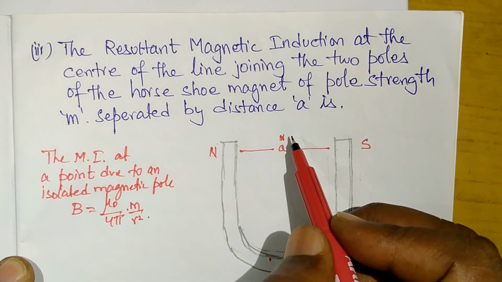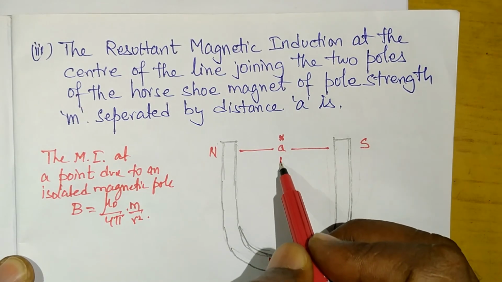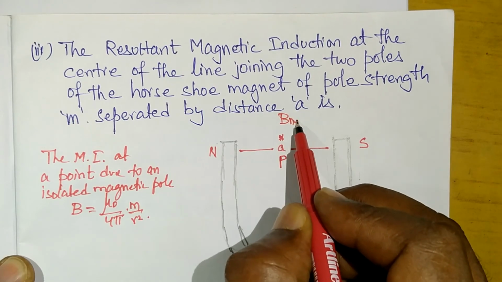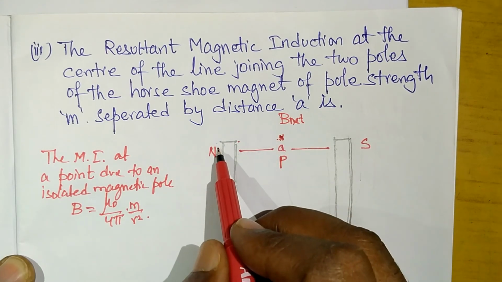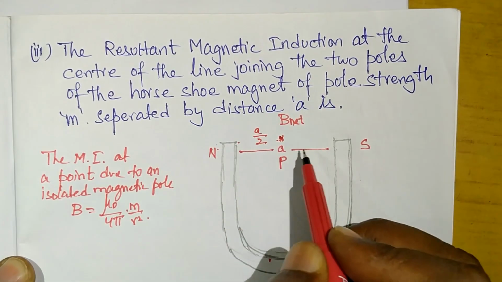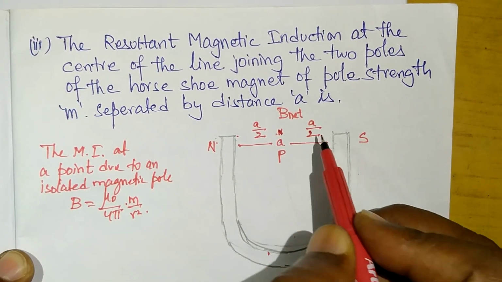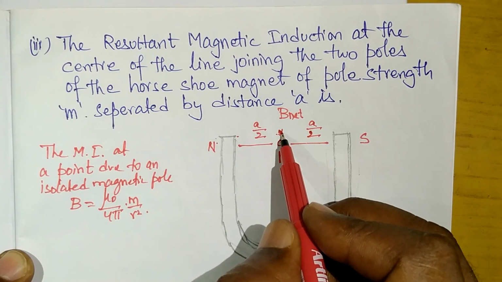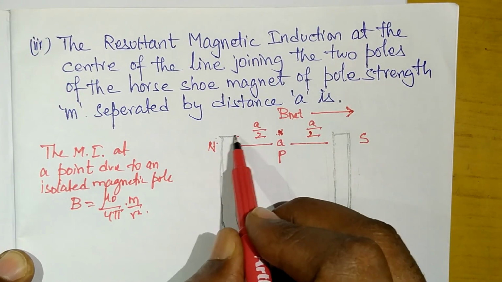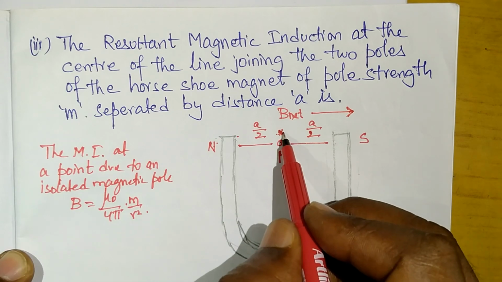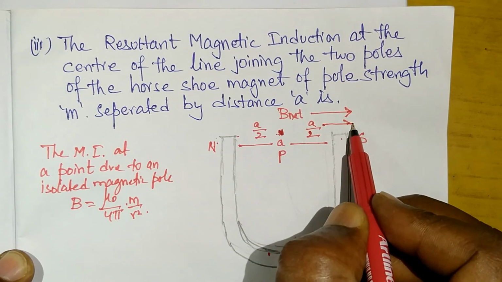So here I want the resultant magnetic induction at this point, let this point be P. What is the distance between this point and the north pole? It is A by 2. What is the distance between this point and the south pole? It is again A by 2. The direction of induction at this point due to the north pole is away from the north pole. Due to the south pole, it will also be in this direction.